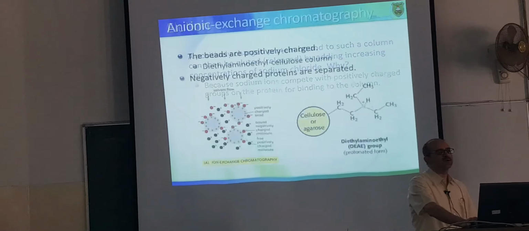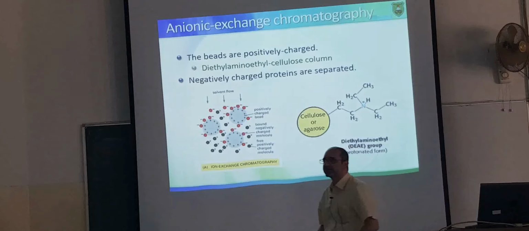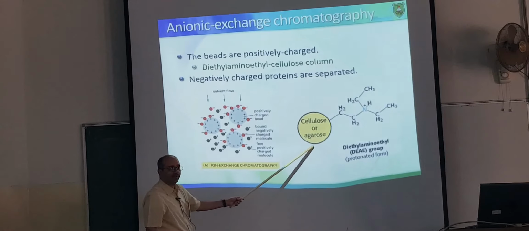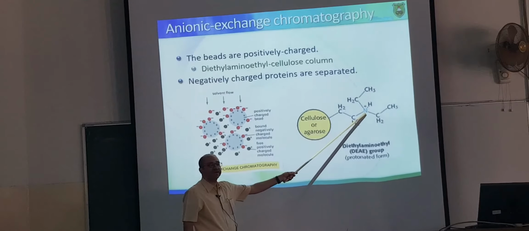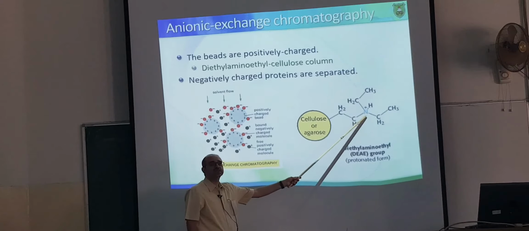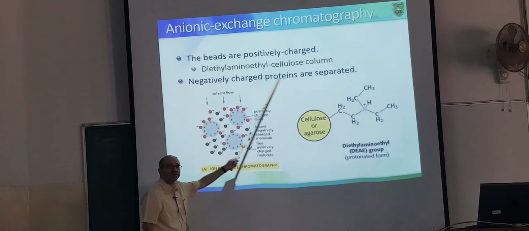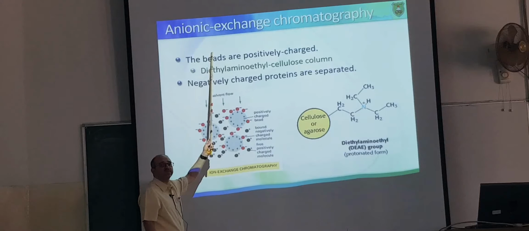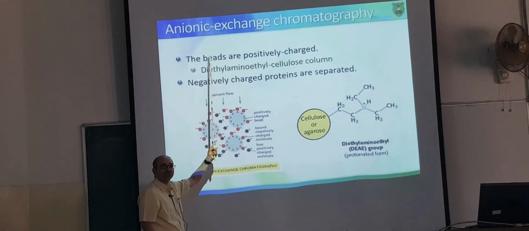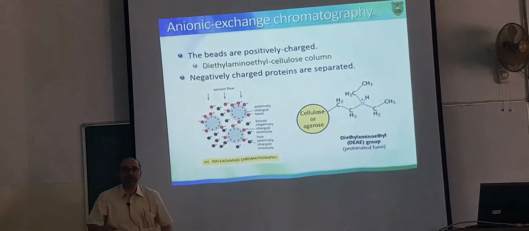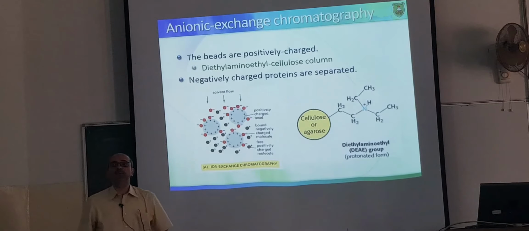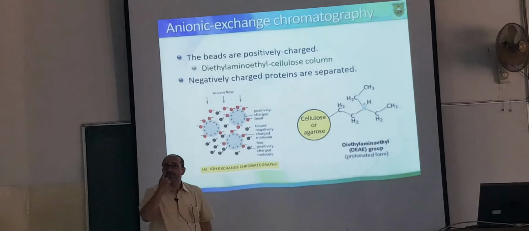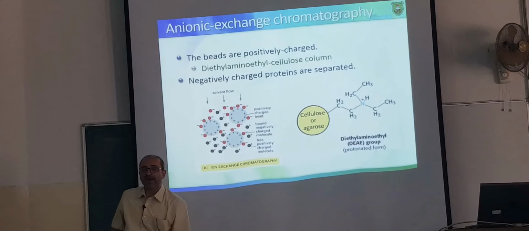In anionic exchange chromatography, what do I do? I use beads. Like in this case, the beads have a group attached to them that is positively charged. So I do isolation and purification of proteins that are negatively charged, or proteins that have an isoelectric point that is lower than the pH used in this technique. So I start at a certain pH.